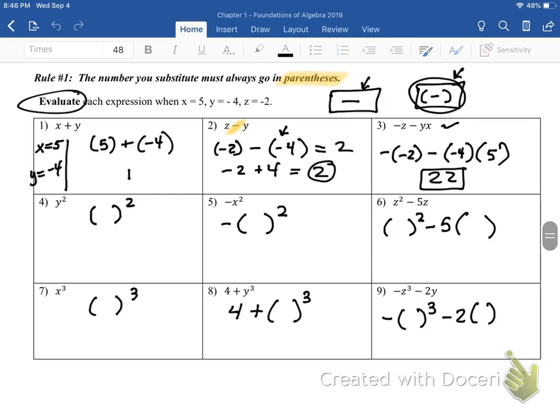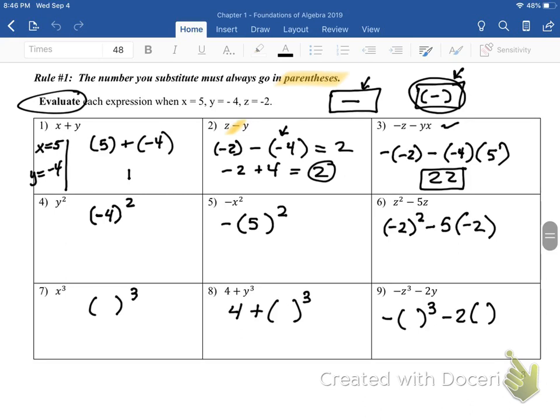Okay, so that's simple. Now you just take the numbers that it represents and plug them in there. So that would be -4 squared. That would look like this. This one, see, now only the x is negative, so I'm just going to put that in there.